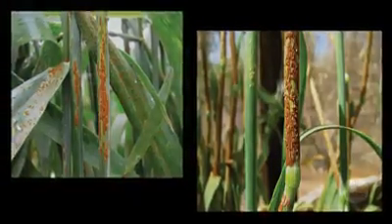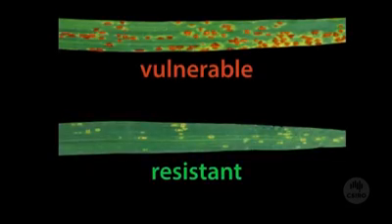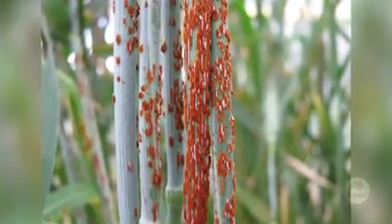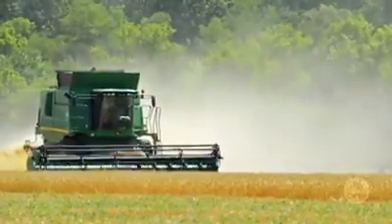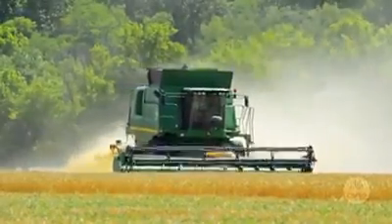New strains of fungi are constantly developing through evolution. This can make some plants vulnerable to infection. Diseases like rust fungus have plagued crop production since people first began farming. Globally, infections of rust destroy 15 million tons of wheat each year.